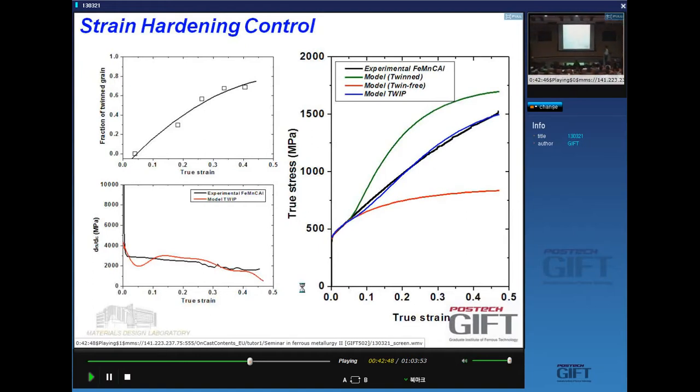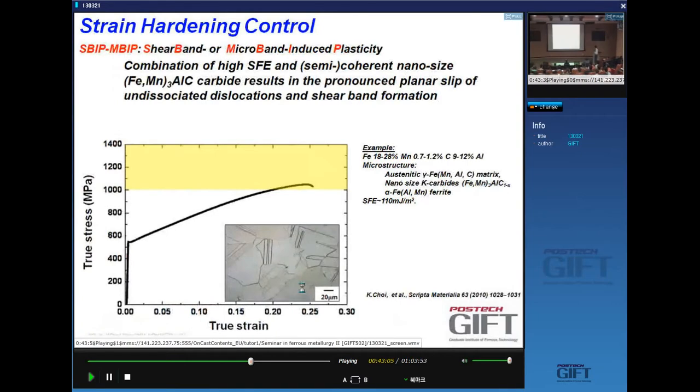You wouldn't reach the 1000 megapascal anymore. Yeah. And if, on the other hand, you would be able to have the full microstructure twin, this is what you would have as properties. So this is a picture of the shear band induced plasticity system. Again, very nice mechanical properties, very smooth, high strain rate hardening. This is again a single phase material.